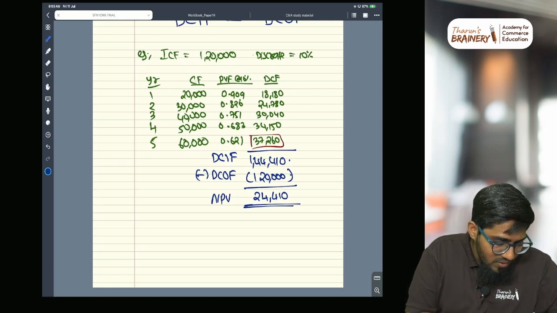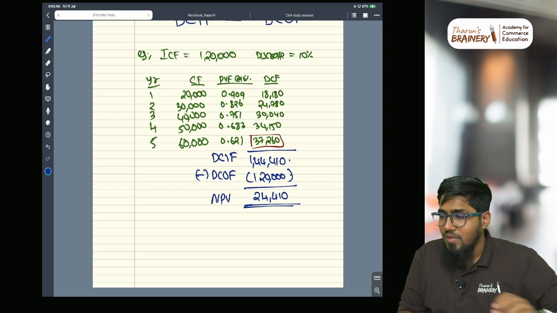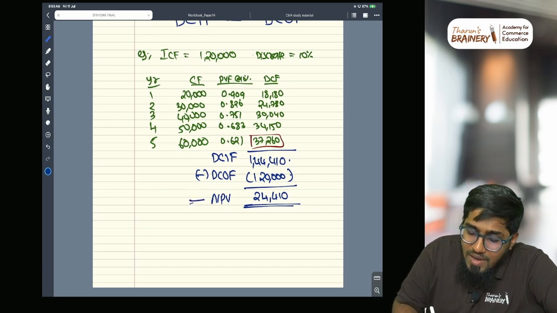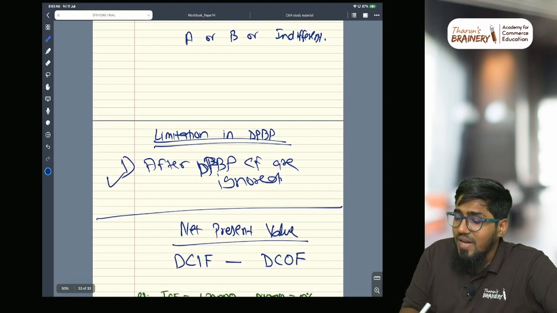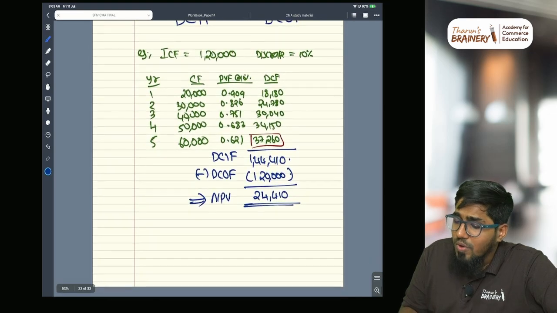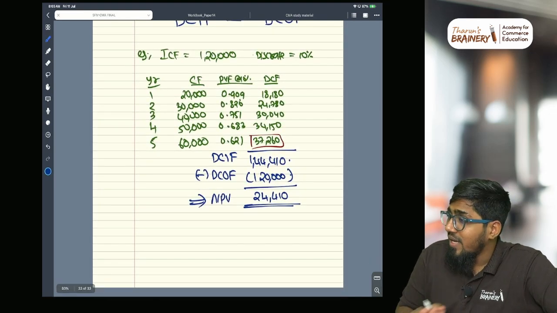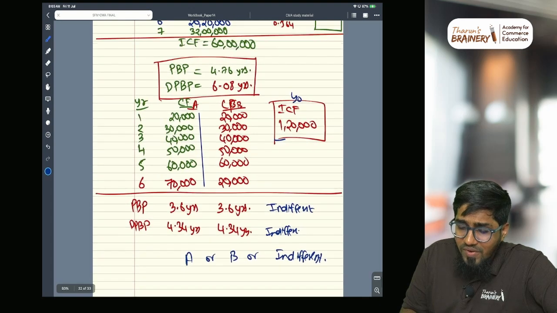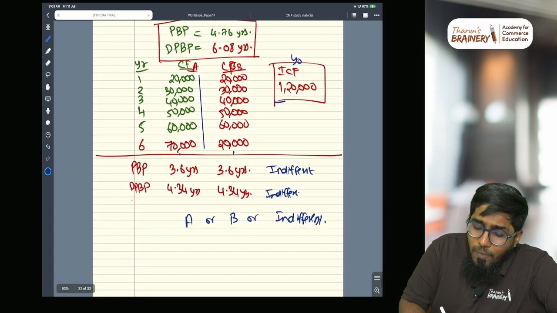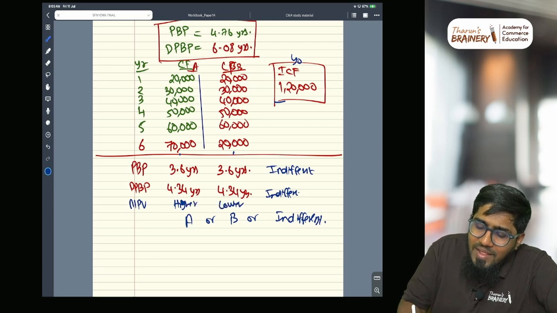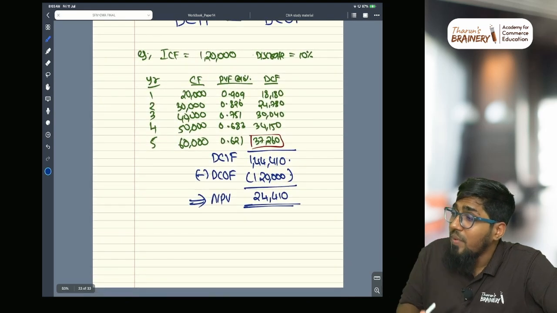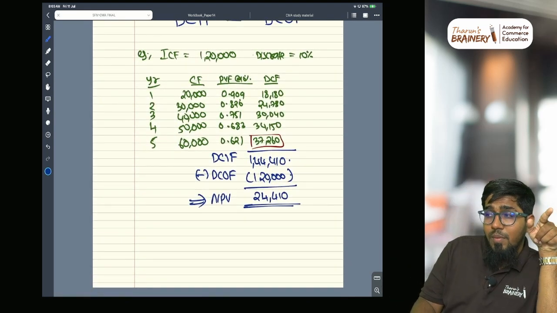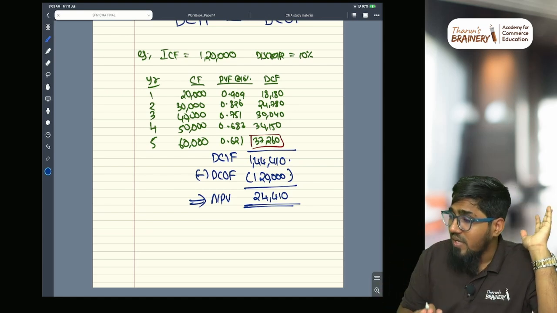This 24,410 that you are getting is what is called the net present value. So here you are overcoming this also. Earlier, after the discounted payback period, cash flows were ignored. Here, no cash flow is ignored. All the cash flows are considered. So now if I want to take a decision between A and B, obviously the NPV of A will be higher and the NPV of B will be lower, and then you will select A, and that is the correct decision. That is the reason NPV is superior to the two techniques of discounted payback period and payback period. Why? Because we understood their limitations.